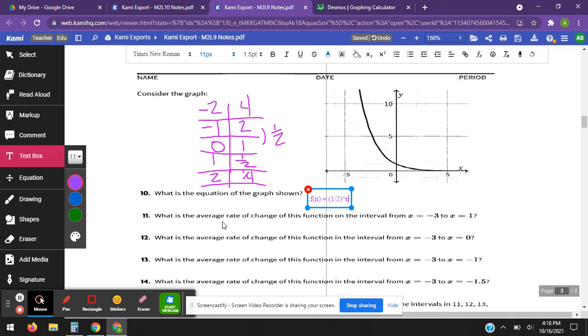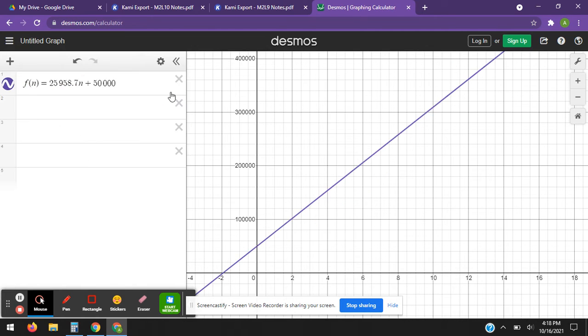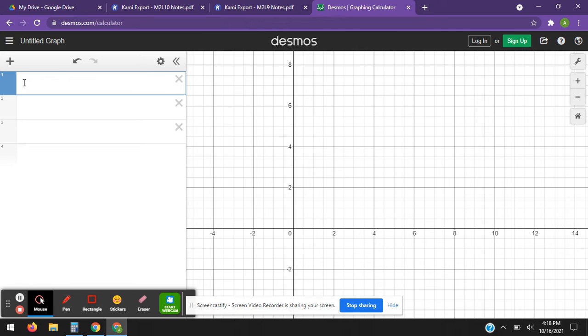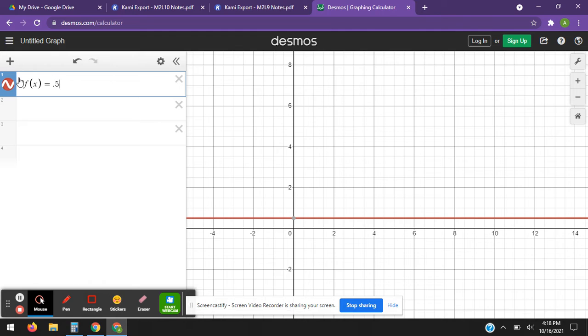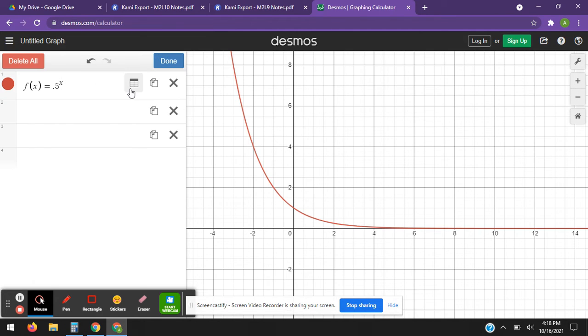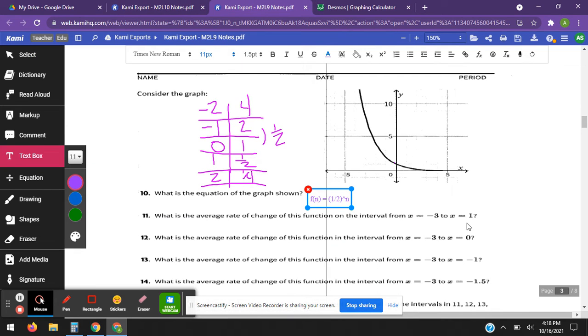What's the average rate of change from -3 to 1? So I'm going to go ahead and graph this on my Desmos, and I'm going to close all those out. I'm going to go back to my original graph with this and put it in a little closer. So f of x equals 0.5 to the x. Okay, so that's my same graph. And now let's make a table out of this, and put in some of these points that they're saying: -3 to 1, 0, -1, and -1.5.